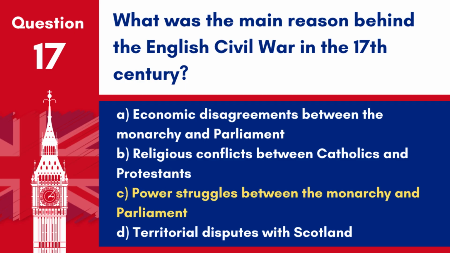Answer: C. Power struggles between the monarchy and Parliament. The main reason behind the English Civil War was the power struggle between the monarchy under Charles I and Parliament, leading to a conflict over how the country should be governed.